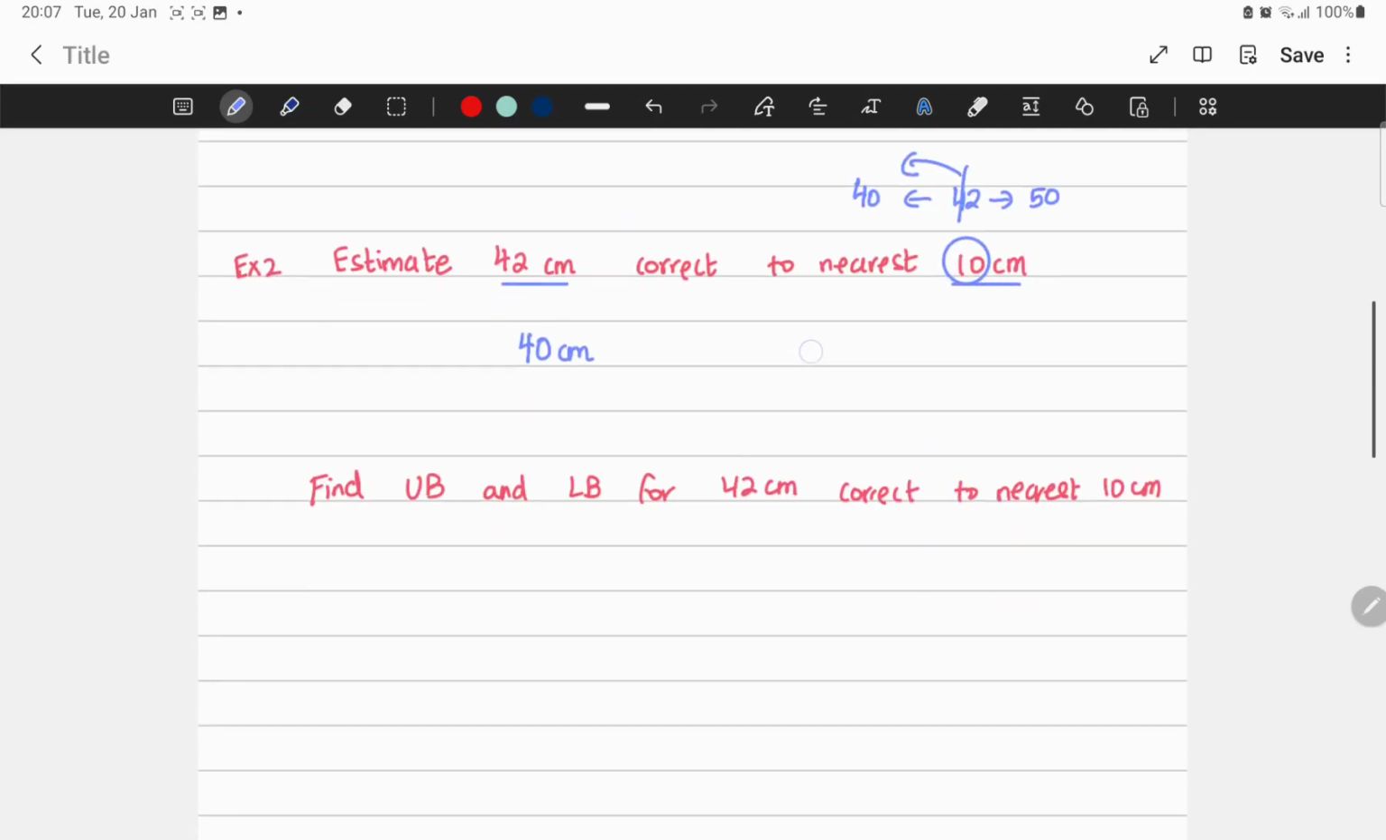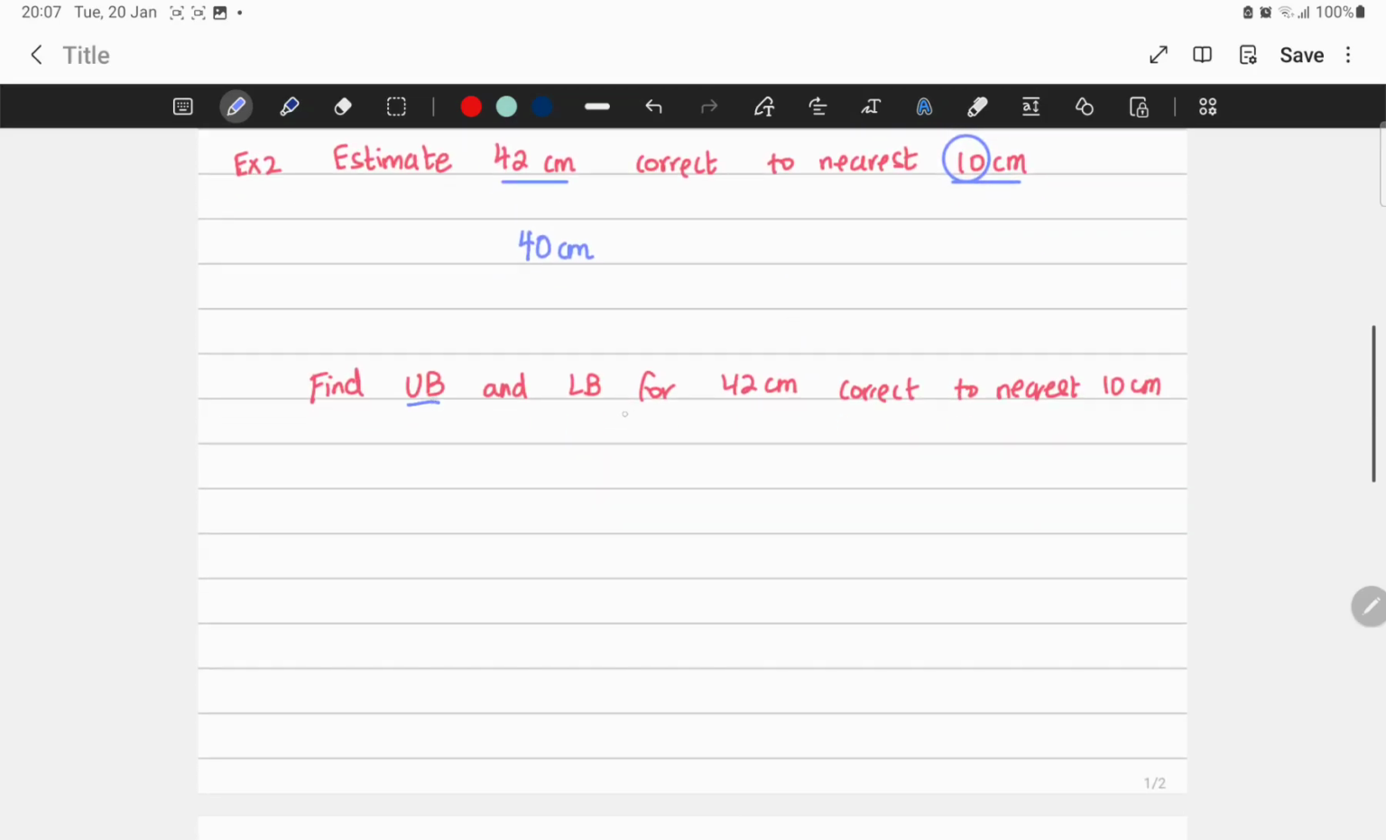This is the estimation. Now if we are asked to find upper bound and lower bound, we take this 10, we divide by 2. We get 5. And upper bound we're going to add. It's 42 plus 5. And lower bound, 42 minus 5.